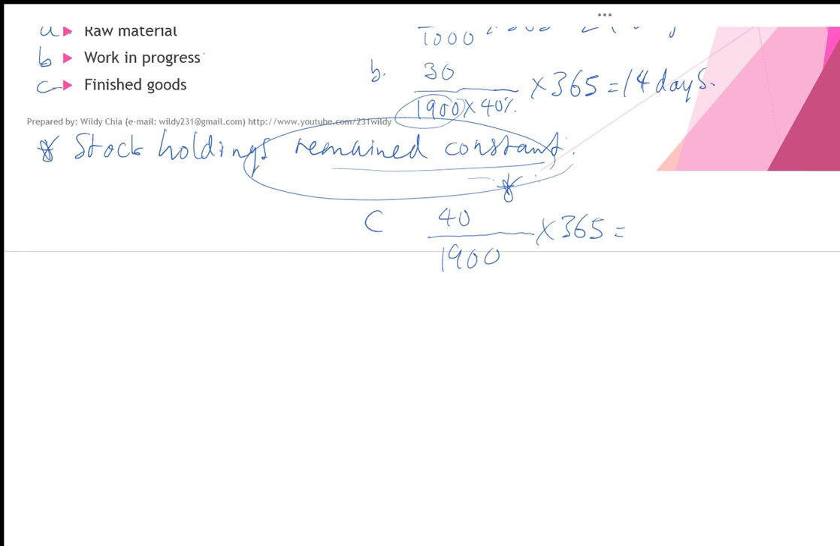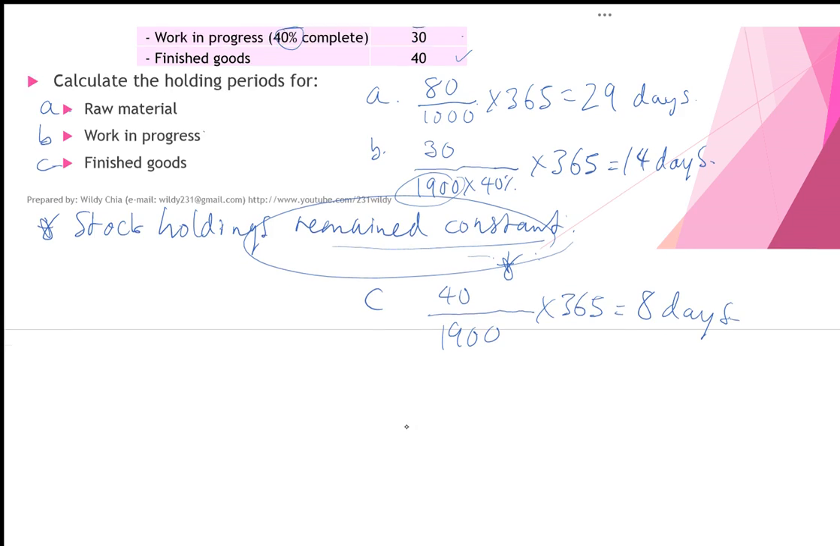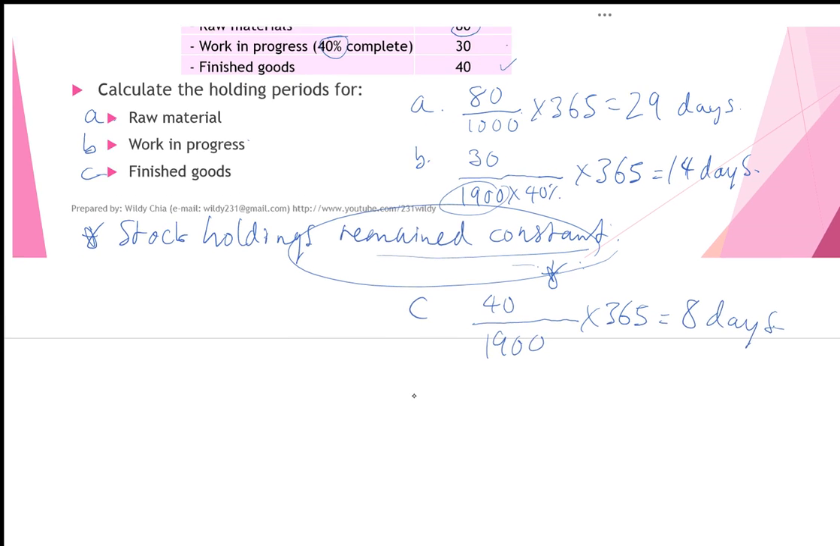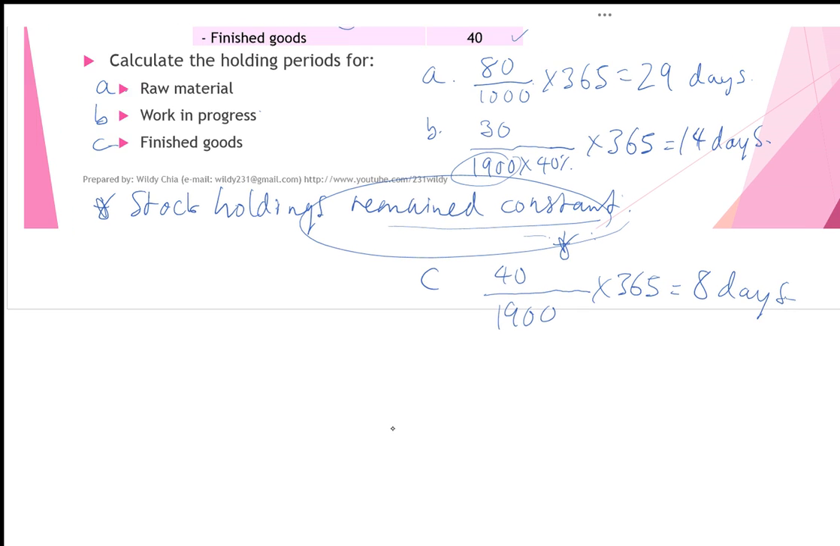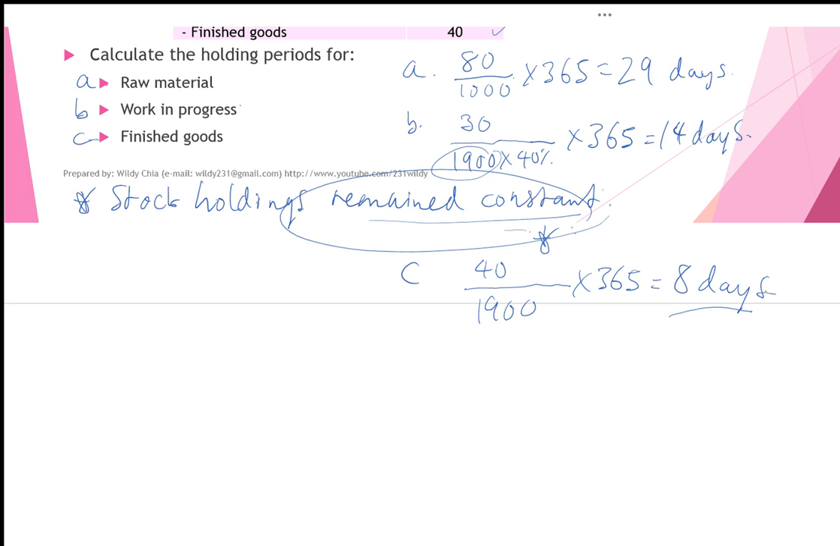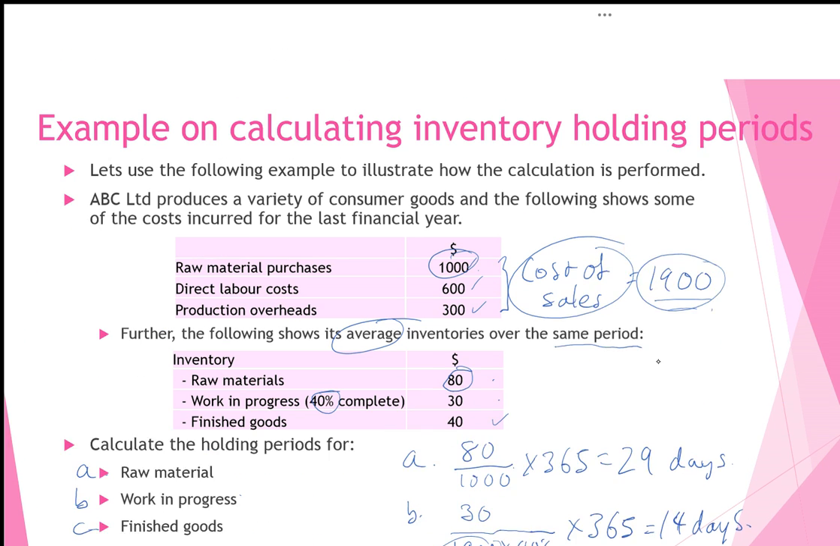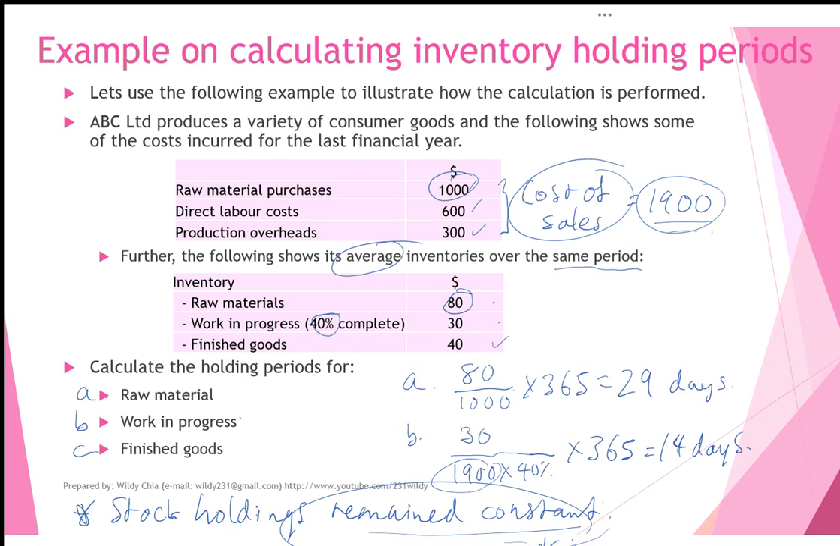right? You shouldn't have much problem doing this unless you are taking a very complicated paper. So this gives you exactly 8 days, right? Quite simple to do, right? So if you're trying to follow my workings, you can just take your time. If you need to freeze the video, please do. Okay, so that's done. So that gives you the 3 different holding periods: material, work in progress, and finished goods. Fairly simple.